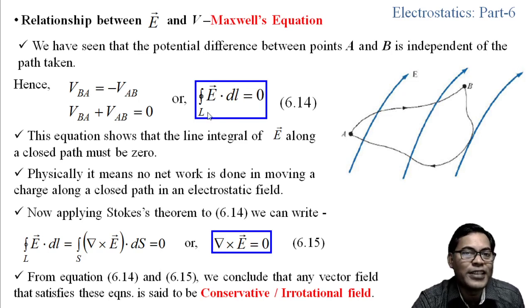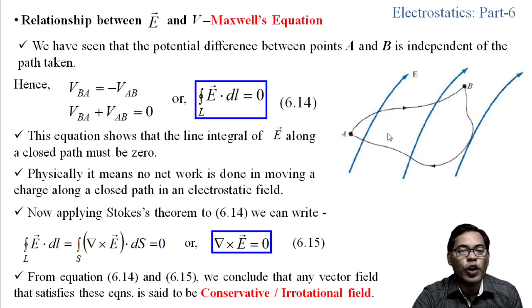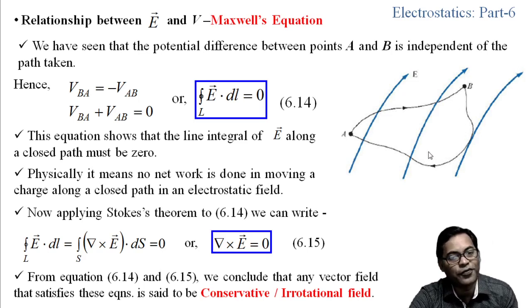So what is the physical meaning of this equation 6.14? It means that no net work is done in moving a charge along a closed path in an electrostatic field. So if we move a point charge along a closed path in an electrostatic field, then the total work done to move this point charge through the closed path will be equal to 0. The total work done is 0.